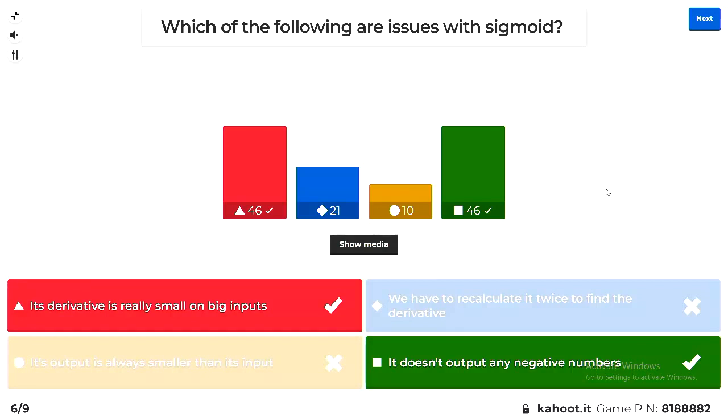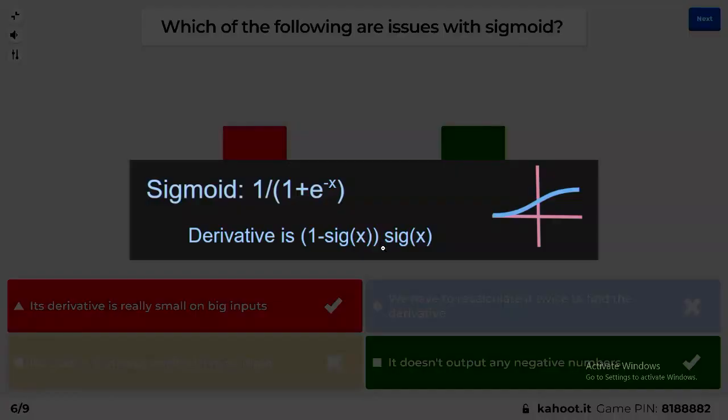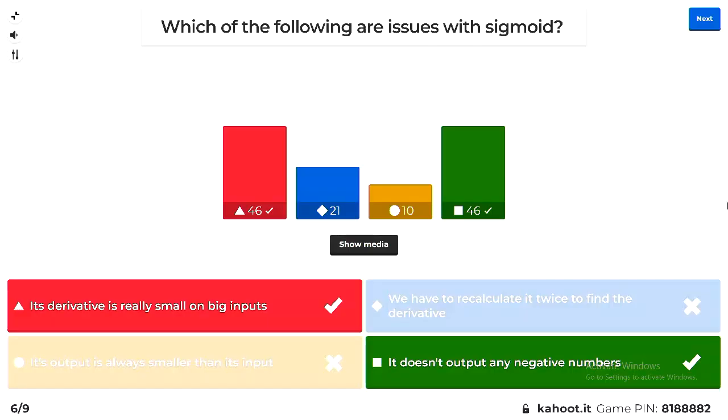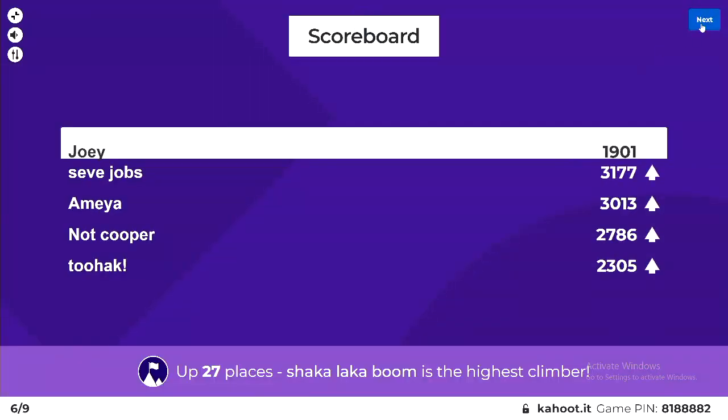Anyway, and then the last one, its output is always smaller than its input, is not true, actually. If we look at x equals 0, it gives 0.5, which is not less than 0. All right, cool. Next up.